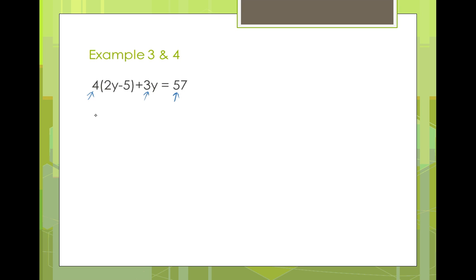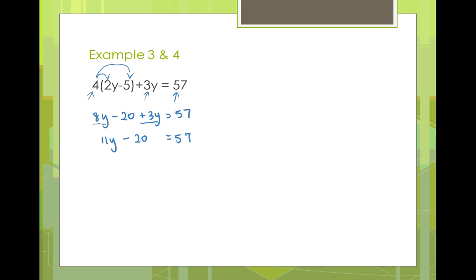So let's do that. That gives me 8y minus 20 plus 3y equals 57. You might need to just look at that again and be clear on where I've got those numbers from. Remember, I've expanded by distributing the 4 through everything inside that bracket. Now my next job is to see if I can collect some like terms. I've got some y's and I've got some constant terms. I'm going to focus on getting the y's together first of all. And remember, we are looking at the 8y plus the 3y to give me that 11y.